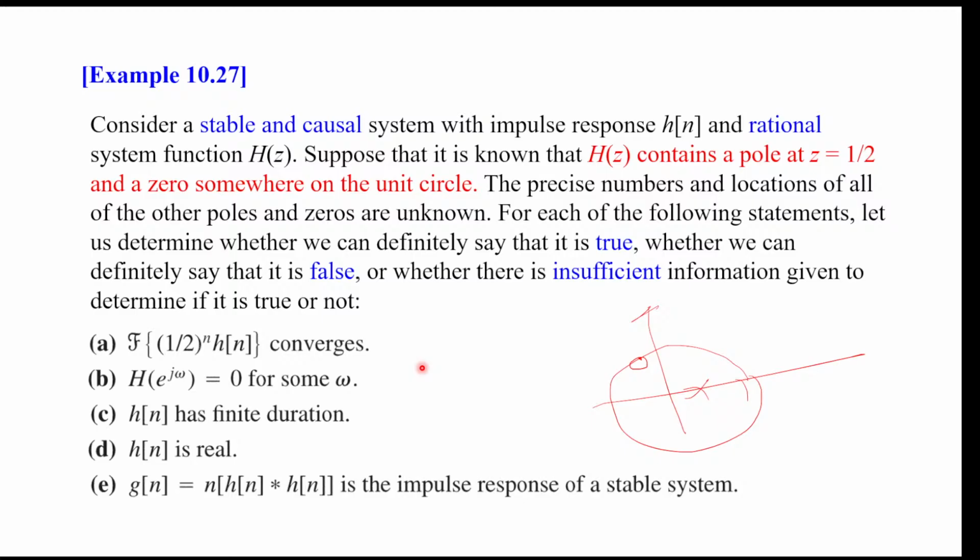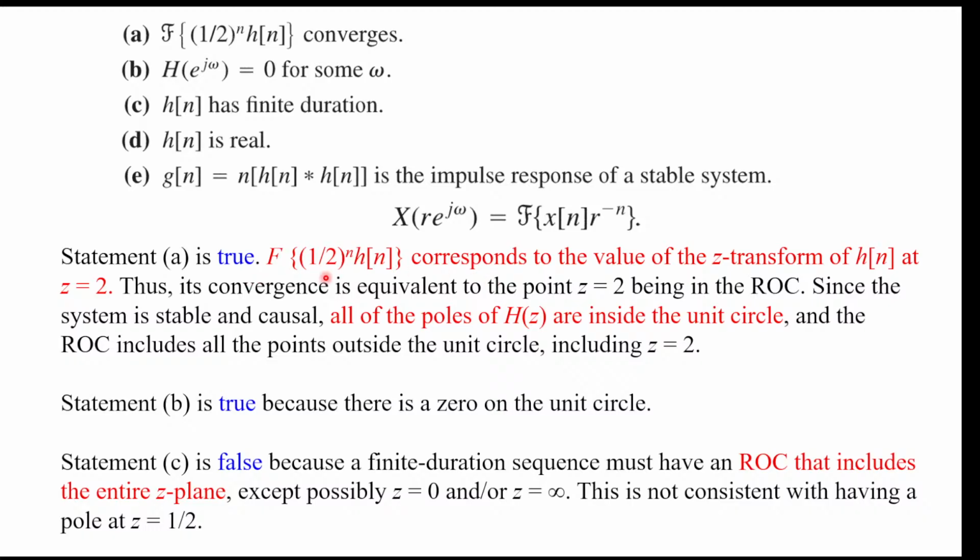People are doing calculation. If you think this is maybe, raise your hand. Okay. I think this is false because we actually gave a condition for this, the pole at z equal to 1/2. Actually, I got it wrong. So this is true. Here the Fourier transform of (1/2) to the n times h of n corresponds to the z transform at z equal to 2.